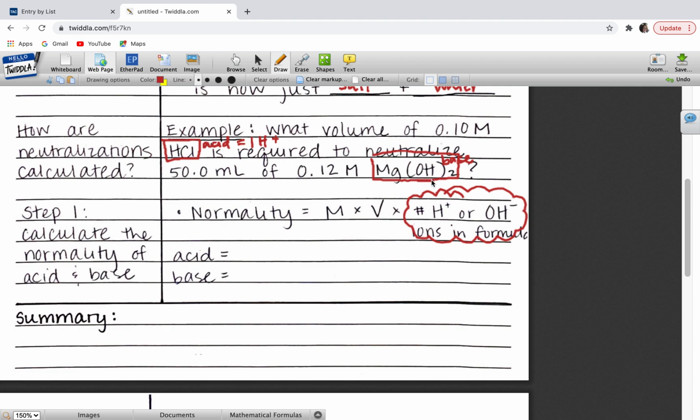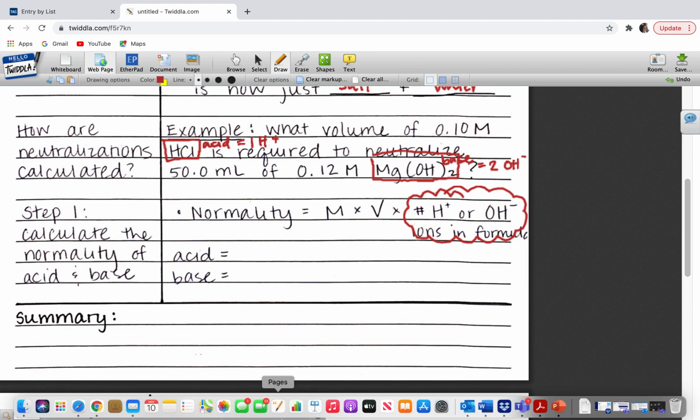If we look at the base, do y'all see that there's parentheses around hydroxide with a 2? That means that every time this compound dissociates in water, I'm going to get 1 magnesium, but I'm going to end up with 2 hydroxides. So I actually get double the hydroxide off this compound. So when we do our math, when we look at the number of hydroxides, for that one it's going to be 2.